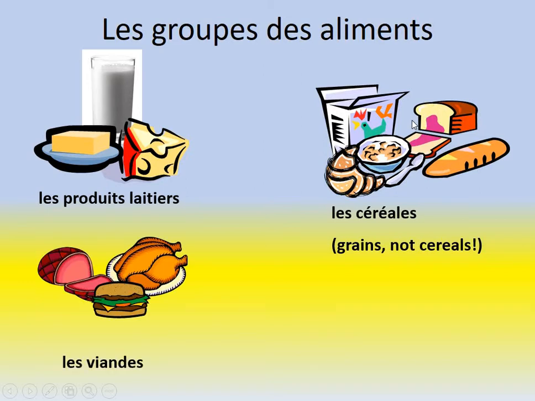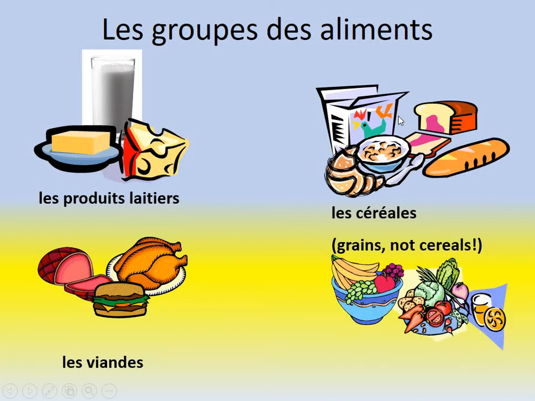You can have la viande, or les viandes, plural, meats. And finally, les fruits et légumes. Notice the pronunciation of fruits there. Fruit. Tough one to say, looks like English, but sounds totally different. So all you need to do in your book is just make a note of these and what they mean. You've got dairy products, grains, meats, fruit and veg.